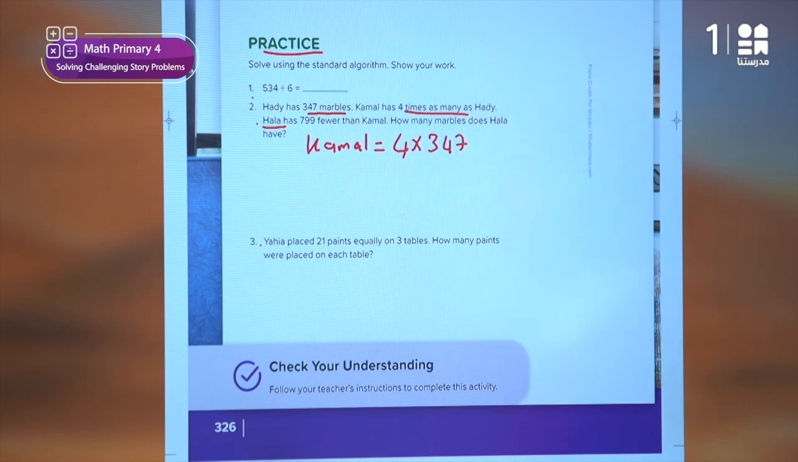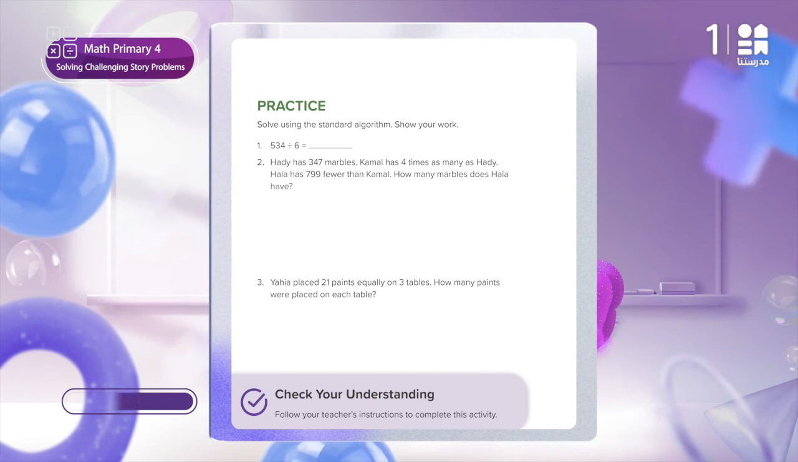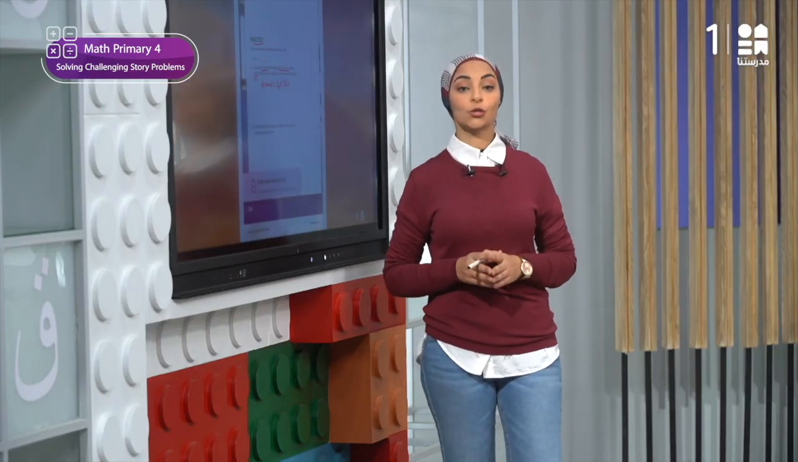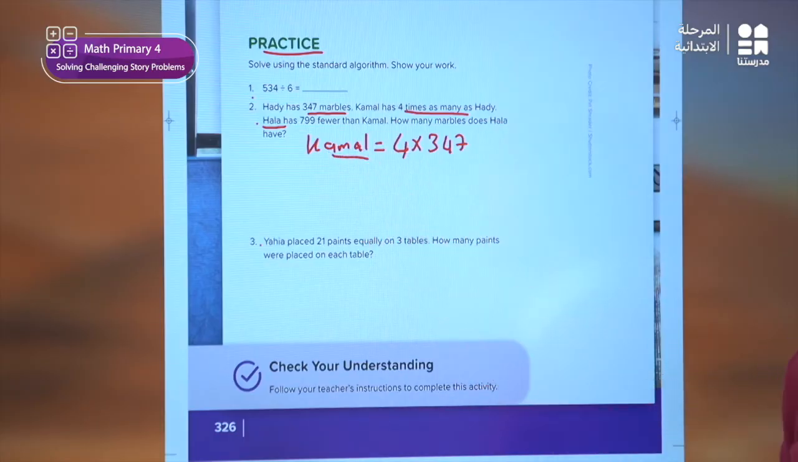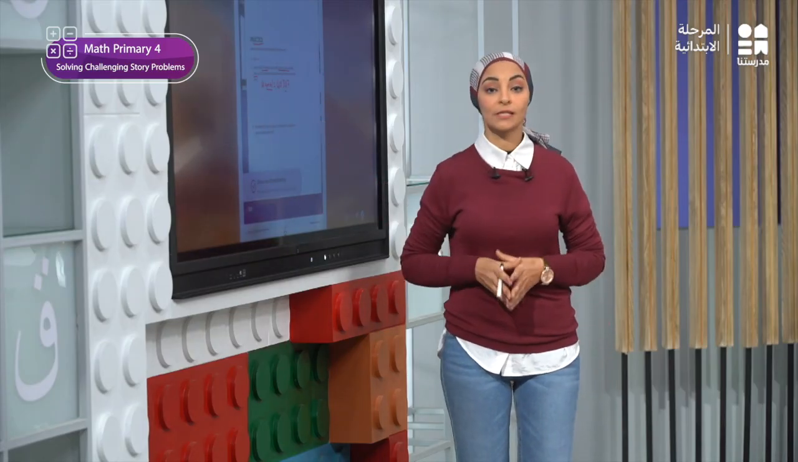Okay? So, the question is what? How can we find how many marbles Hala has? Okay, now take your time to think about the problem. When we are back, we will check your answers all together. And now after we have finished, here we need to know how many marbles Kamal has. We want to know how many marbles Kamal has. Of course, I'll multiply 4 times 347.